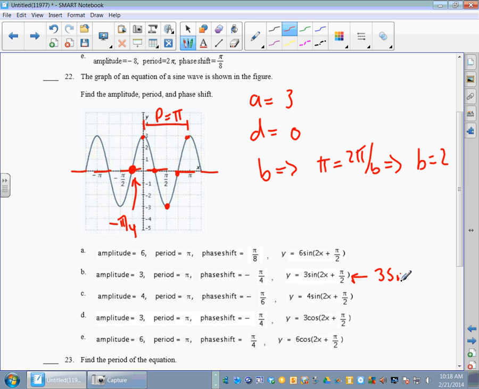3 sine 2x plus pi over 4. Amplitude 3, period pi, phase shift negative pi over 4. That looks good for sine, doesn't it? 5 dots, 1, 2, 3, 4, 5. I don't know, there might be other ones that work. That one looks like a winner. So far, so good?